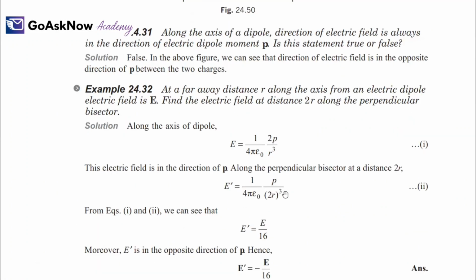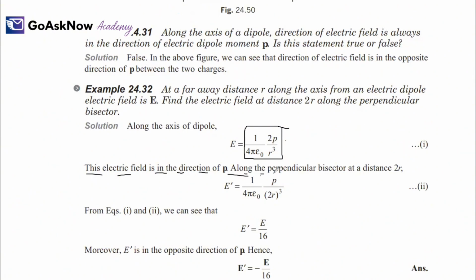The example says: at a far away distance r along the axis from an electric dipole, the electric field is E. Find the electric field at distance 2r along the perpendicular bisector. So along the axis of the dipole, what is the formula? This is the formula for an axial point. We have already discussed that 2p by 4 pi epsilon naught r cube is the dipole electric field, and this electric field is in the direction of P only.